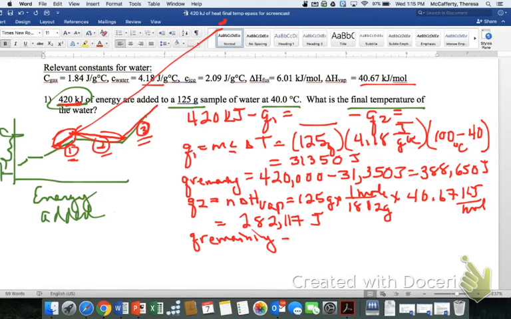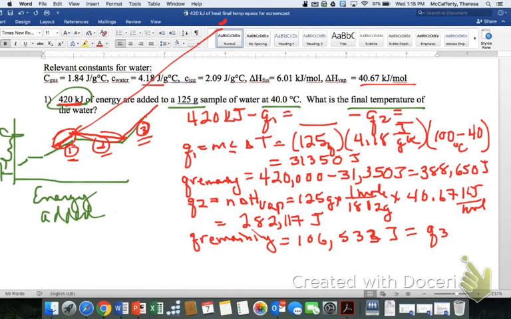So that gives me my Q remaining as 106,533 joules. That's the amount of heat that I can now use to heat up that vapor. So that's Q3.